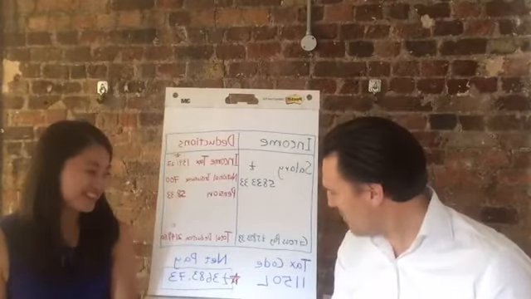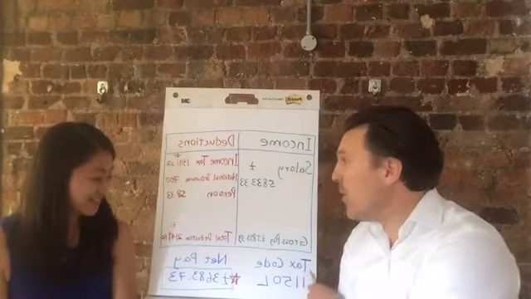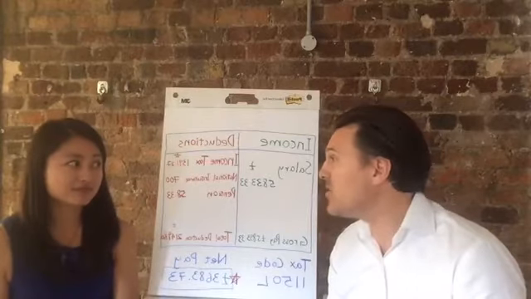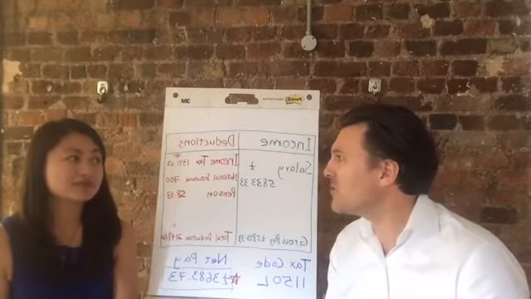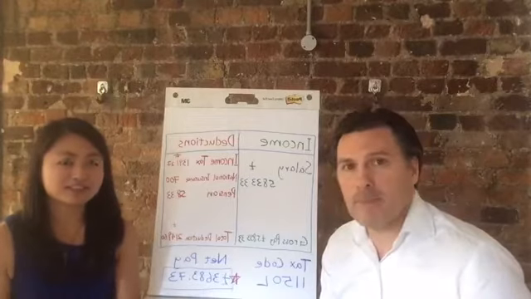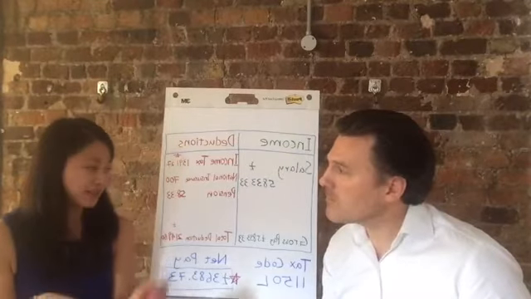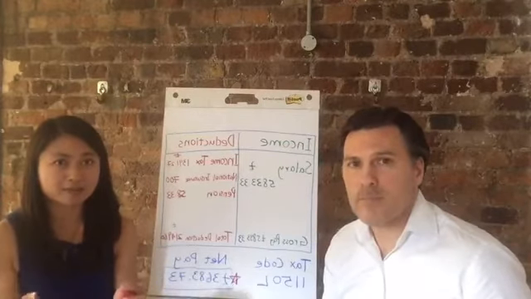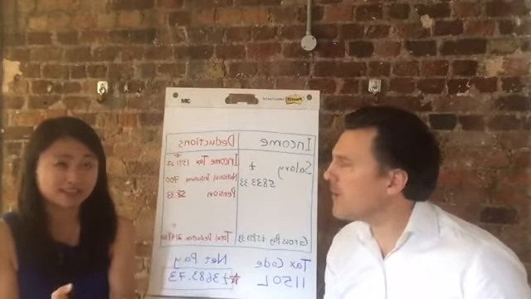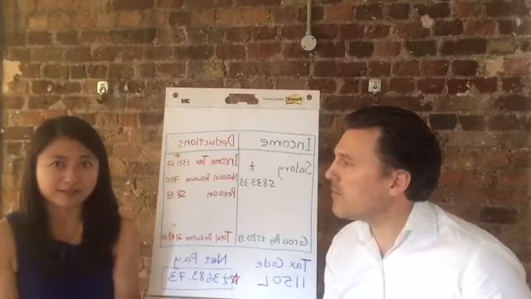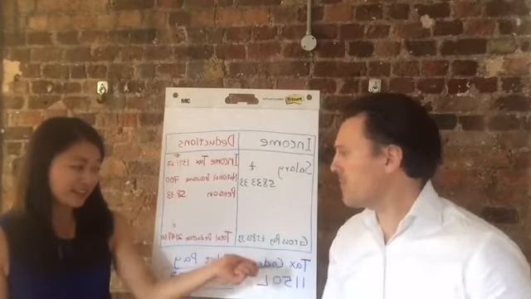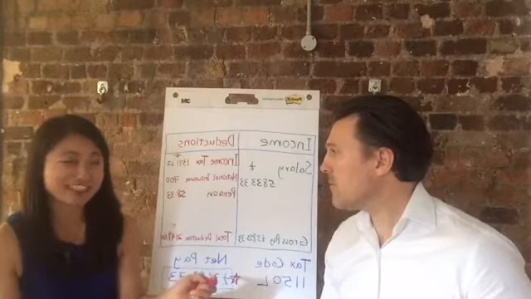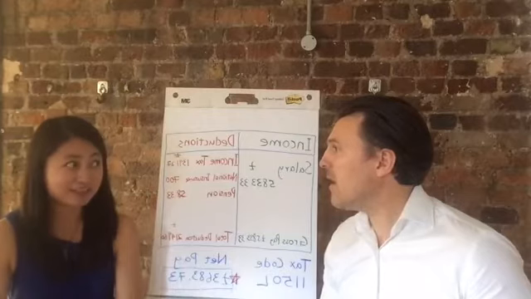Fantastic. Not everybody's got that tax code. I know often people talk about being on emergency tax codes. What's an emergency tax code? Different people have different tax codes, like if they have previously overpaid or underpaid tax, or if they have a second job. But here it's just that your employer wasn't sure what tax code you were on, for example if you change jobs.